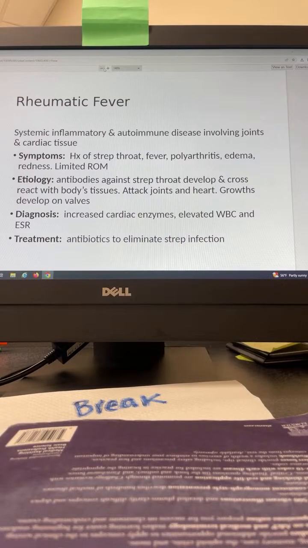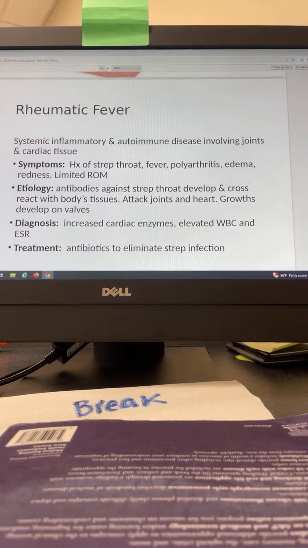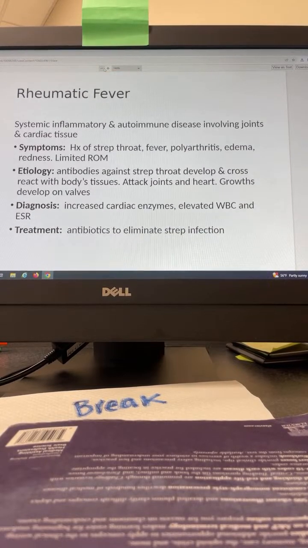To treat this, you want to treat the cause, right? So it started with a strep infection, so antibiotics to get rid of that strep infection. This isn't on here, but since it is autoimmune, what other drug class can we give? Corticosteroids, right? Corticosteroids calm down the immune system when it's having an autoimmune reaction.